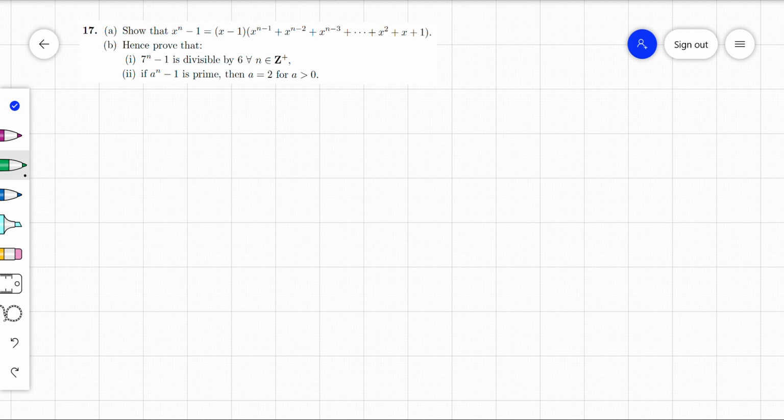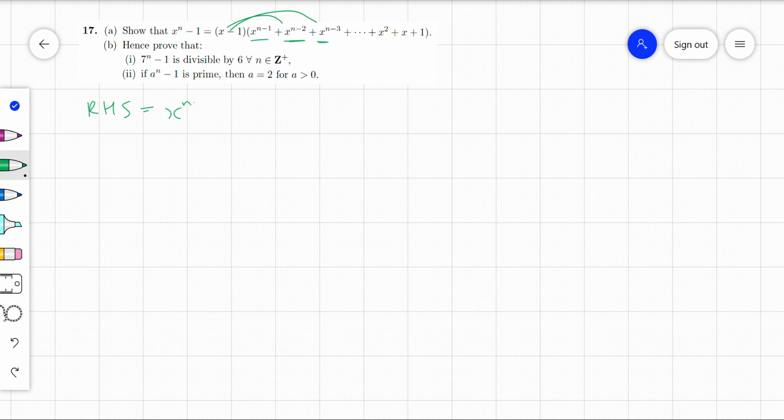All right, we're going to show that x to the n minus 1 equals that bracket. So let's actually look at the right-hand side. If I look at the right-hand side, I've got x minus 1 times this, and then x minus 1 times this, and then x minus 1 times that, etc. So why don't we do that?